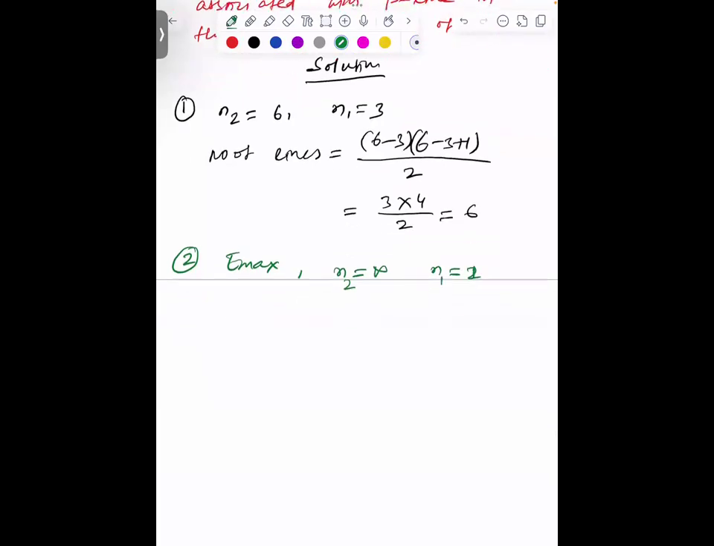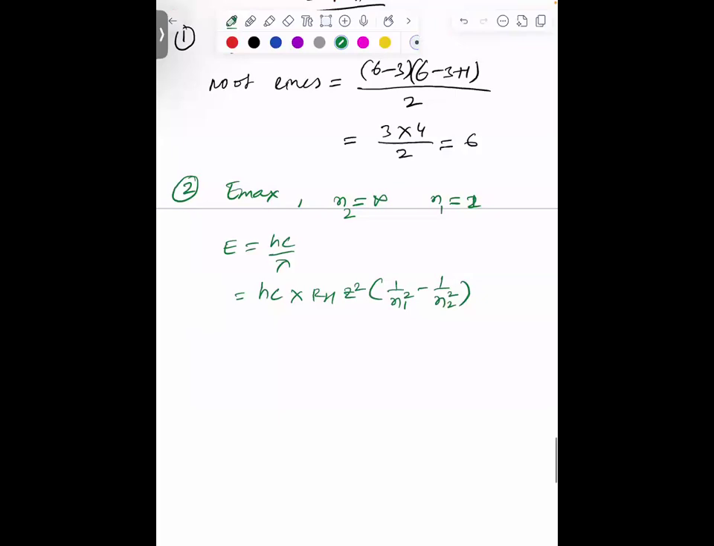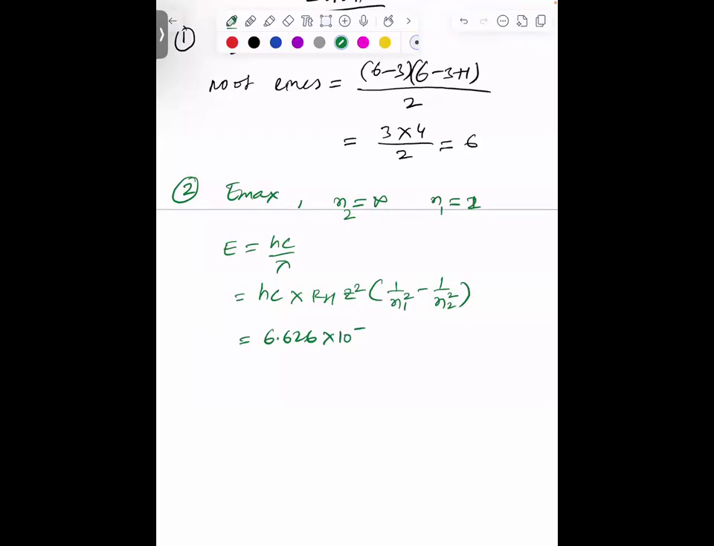So we know E equal to hc by lambda, or h into c. What is the formula for 1 by lambda? That is RH into Z square, 1 upon n1 square minus 1 upon n2 square. So hc into RH Z square, 1 upon n1 square minus 1 upon n2 square. So h is 6.626 into 10 to the minus.